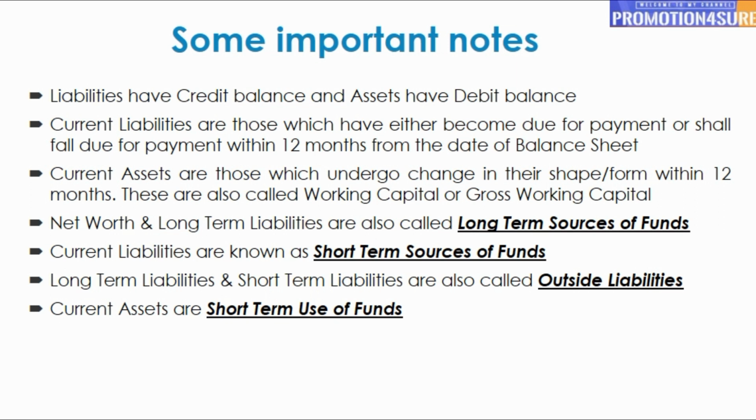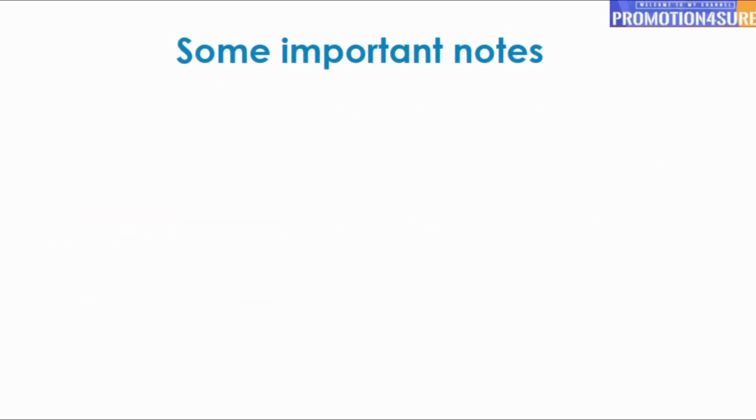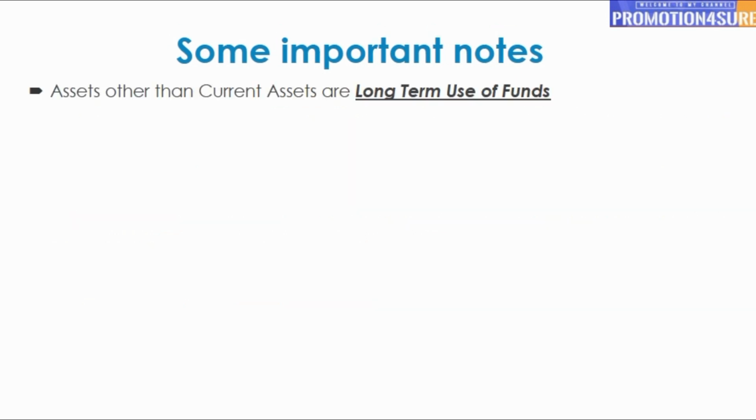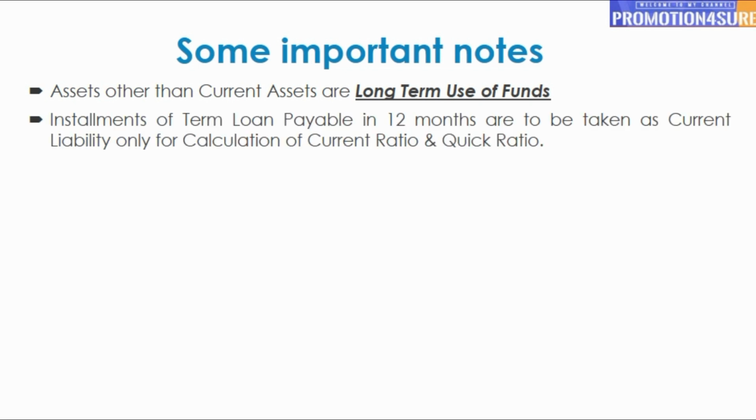Net worth and long-term liabilities are also called long-term sources of funds. Current liabilities are also known as short-term sources of funds. Long-term liabilities and short-term liabilities are also called outside liabilities. Current assets are short-term use of funds. Assets other than current assets are long-term use of funds.